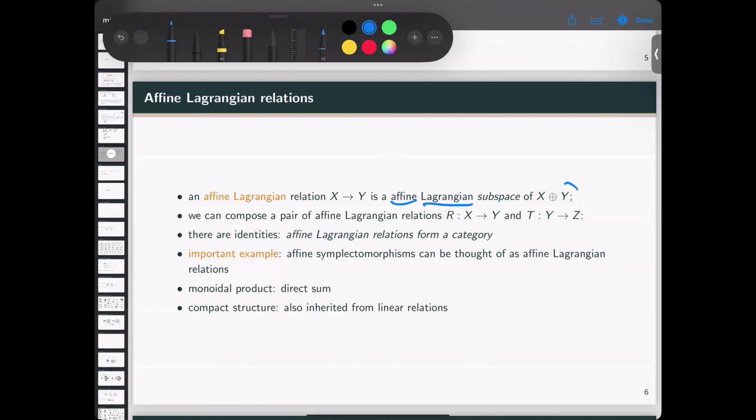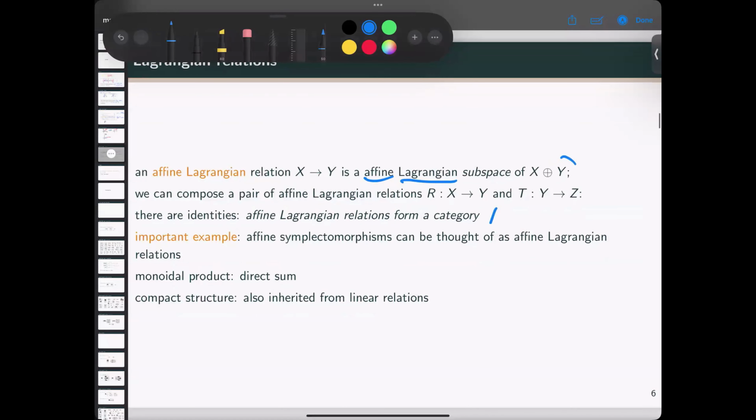Then, once again, if you take two affine Lagrangian relations and you calculate their composition in exactly the same way as on the first slide of this talk, what you would get out the back of that is another affine Lagrangian relation. The identities, which are just the same ones inherited from linear relations, or even from relations, are once again affine Lagrangian relations. So we have a category that we're now going to call affine Lagrangian relations over a field K.